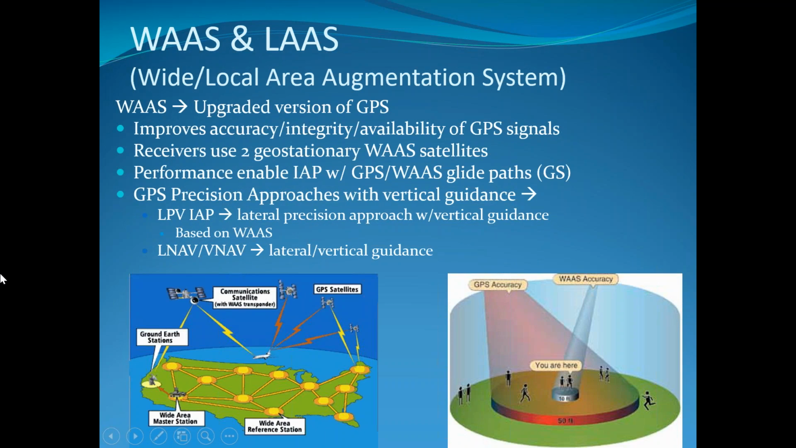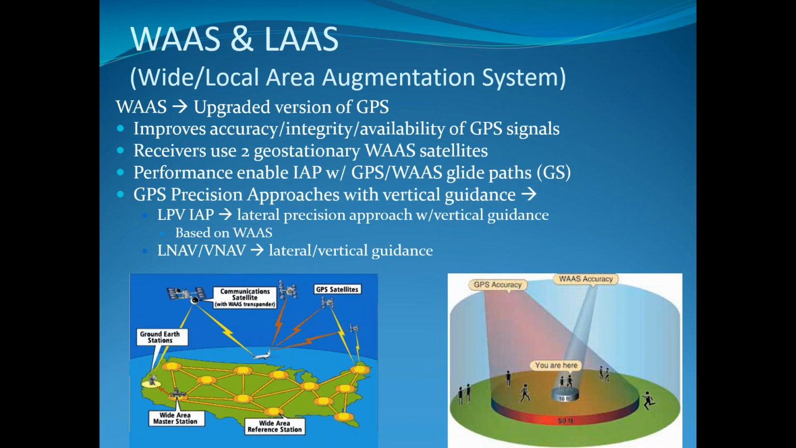You have these other ones called WAAS and LAAS. These are types of satellite navigation that you can list. Wide and Local Area Augmentation System. What it is, is an upgraded version of GPS. It improves the accuracy, integrity, and availability of GPS signals.